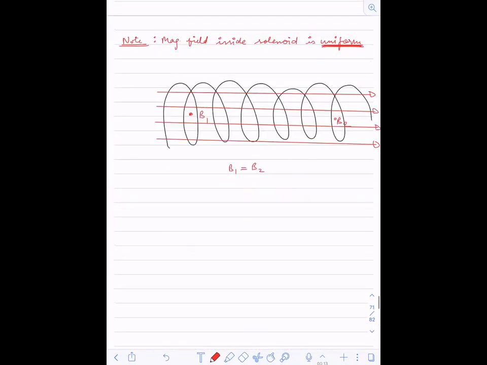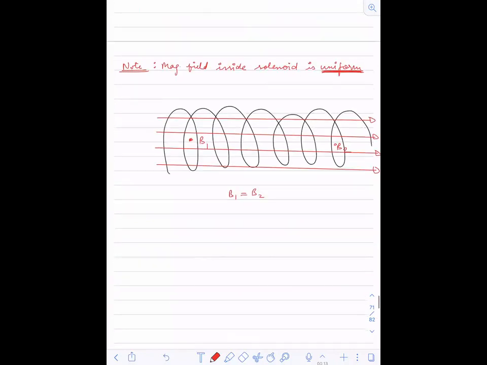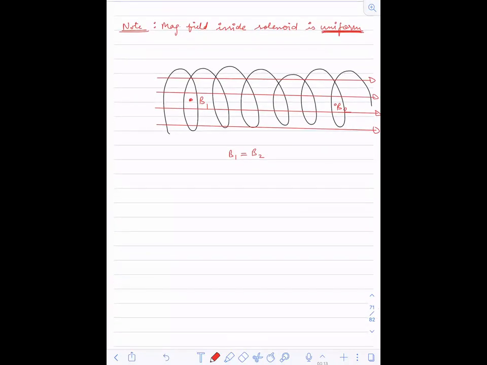So I wrote important points about this solenoid. You better take this first. Meanwhile, if anybody has any doubt, you can ask.